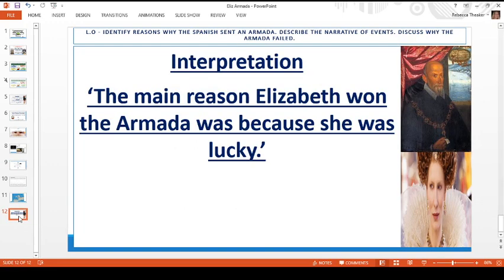So, what do you think? Interpretation, write your judgment now. The main reason Elizabeth won the Armada was because she was lucky. Do you agree or not?